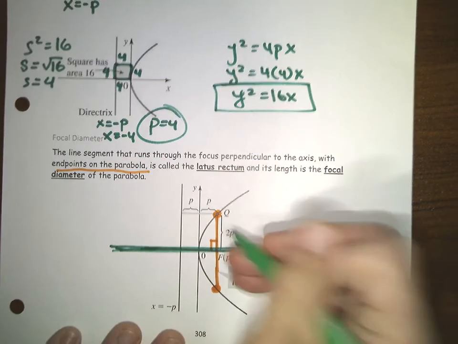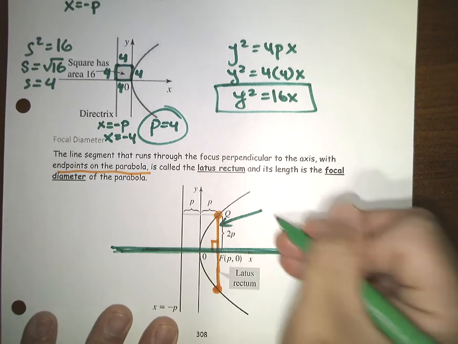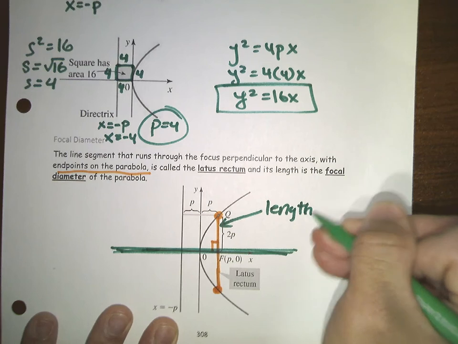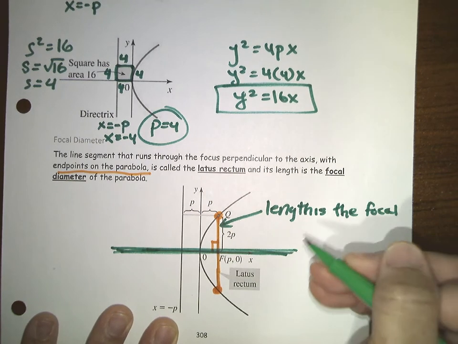And the length of it is the focal diameter.